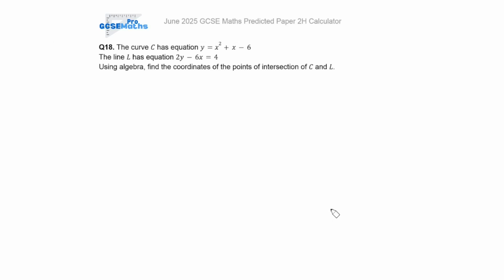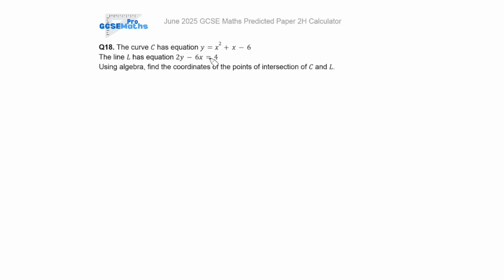Question 18. The curve C has equation y equals x squared plus x minus 6. The line L has equation 2y minus 6x equals 4. Using algebra, find the coordinates of the points of intersection of C and L. Whenever it says anything about intersections, it's basically saying simultaneous equations, just in the context of graphs. Now this is obviously a quadratic one.